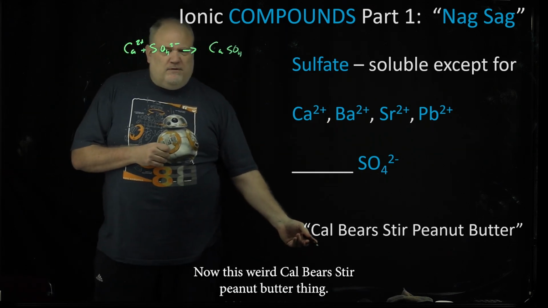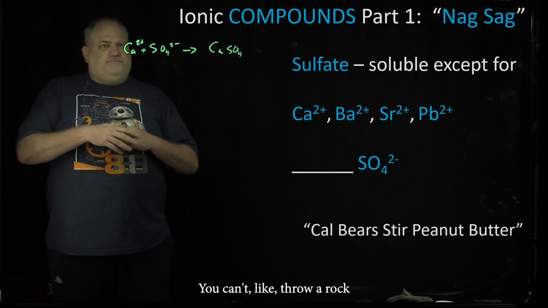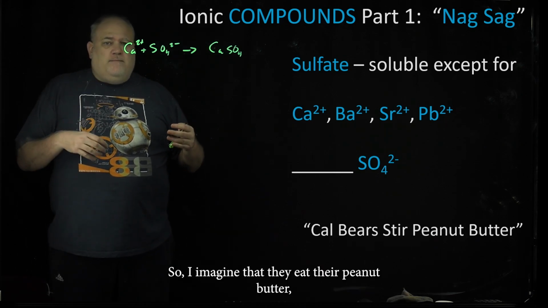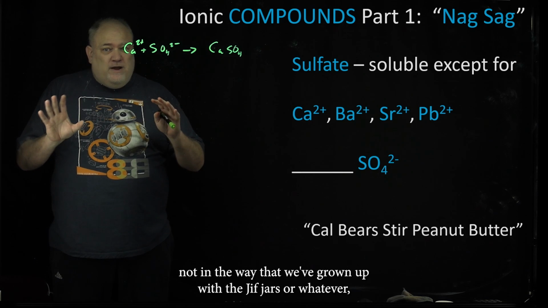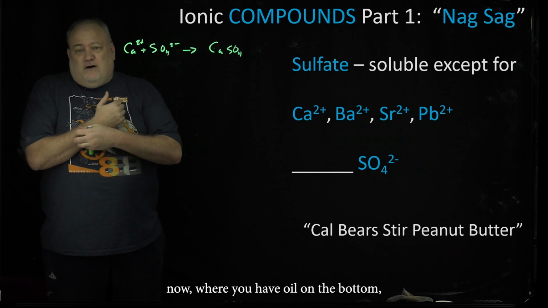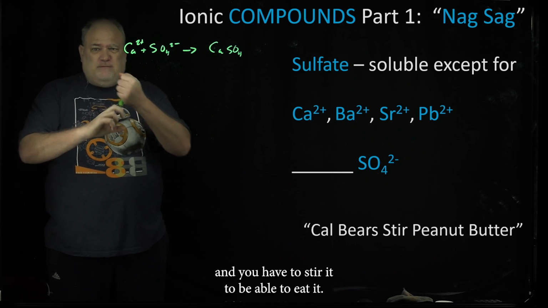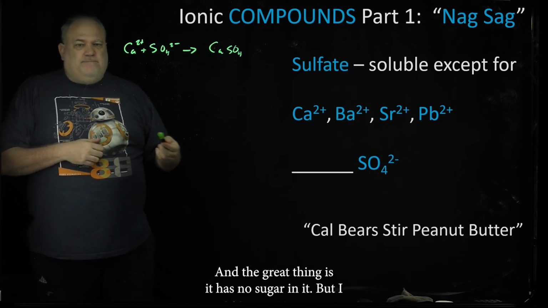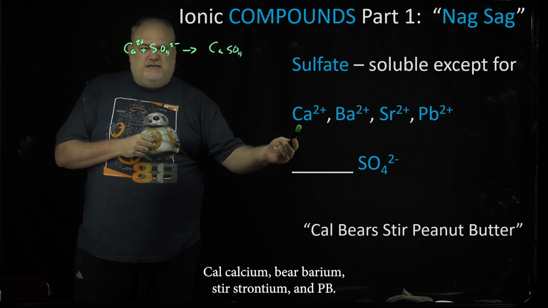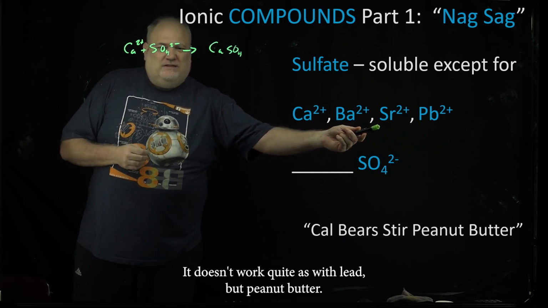Now this weird Cal Bear Stir peanut butter thing, if you've ever been near Cal Berkeley, it's a very crunchy place. You can't throw a rock without hitting a drum circle or a hacky sack group or whatnot. So I imagine that they eat their peanut butter not in the way that we've grown up, in the Jif jars or whatever, but I discovered this abomination, and my wife actually buys it now, where you have oil on the bottom, and then you have the peanut buttery mixture on the top, and you have to stir it to be able to eat it, and the great thing is it has no sugar in it. But I use the acronym Cal Bears Stir Peanut Butter because it works out really nicely. Cal, calcium, Bear, barium, Stir, strontium, and PB, it doesn't work quite as well with lead, but peanut butter.